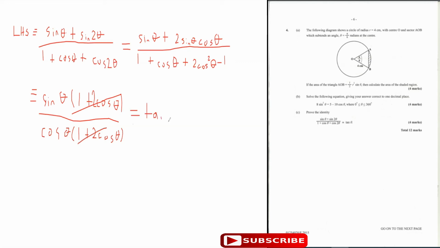This is how we do the proof. Tan theta. And once you get tan theta, that's equivalent to your right hand side. It's quite easily brushed aside. This is our right hand side. Nice and easy.